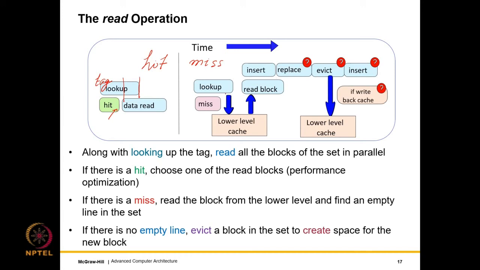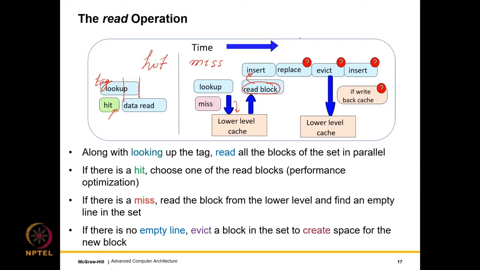We do a lookup. If there is a miss, we send the request to the lower level. Again, in the lower level, we have the same access protocol. If there is a hit, we supply the data, otherwise we go down. So finally, when we get the data, we read the block, and we also try to insert it in the cache.